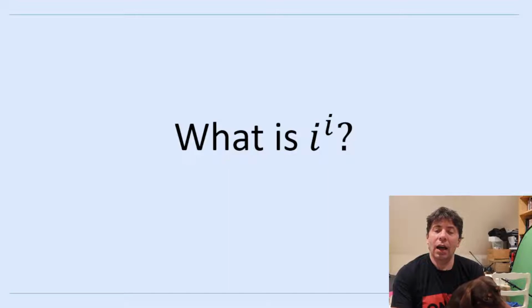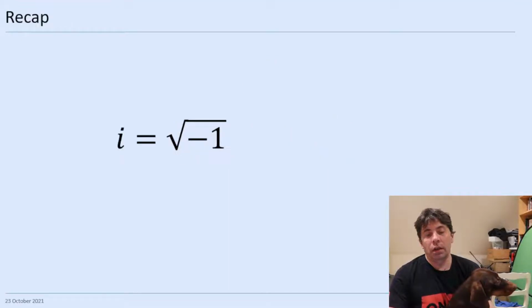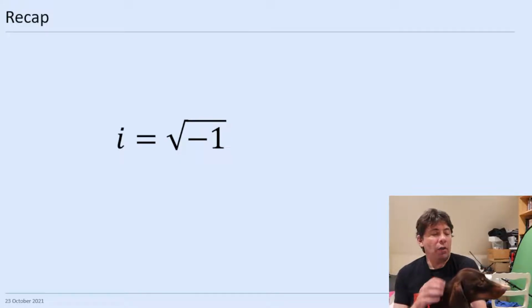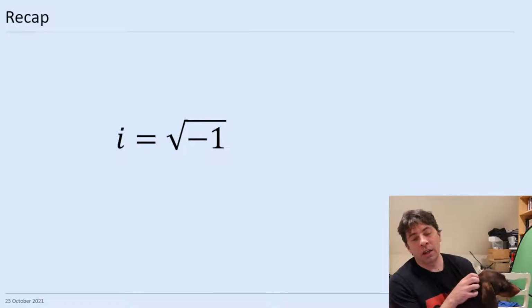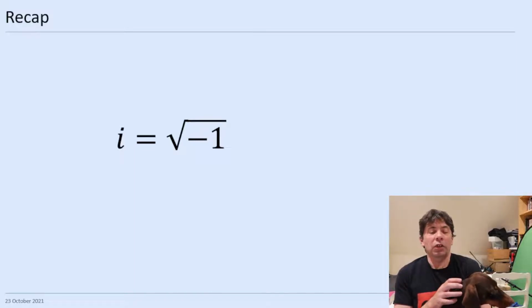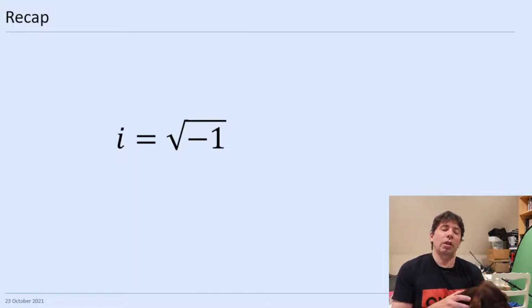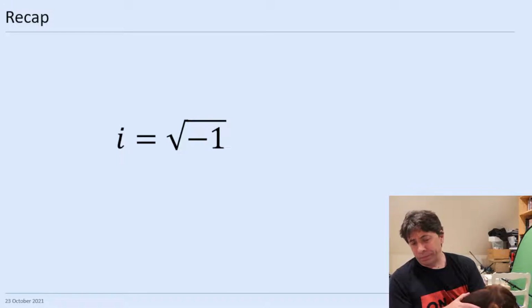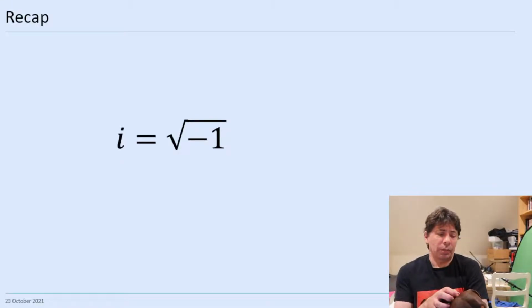So, i is the imaginary number, which is the square root of minus 1. It's a special new number that we've constructed to be the square root of minus 1. 1 times 1 is 1, so 1 can't be the square root of minus 1. Minus 1 times minus 1 is 1, so minus 1 can't be the square root.